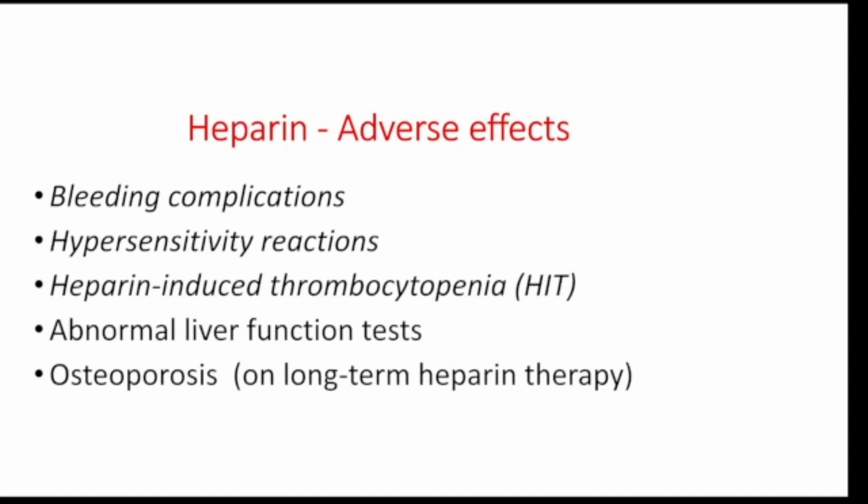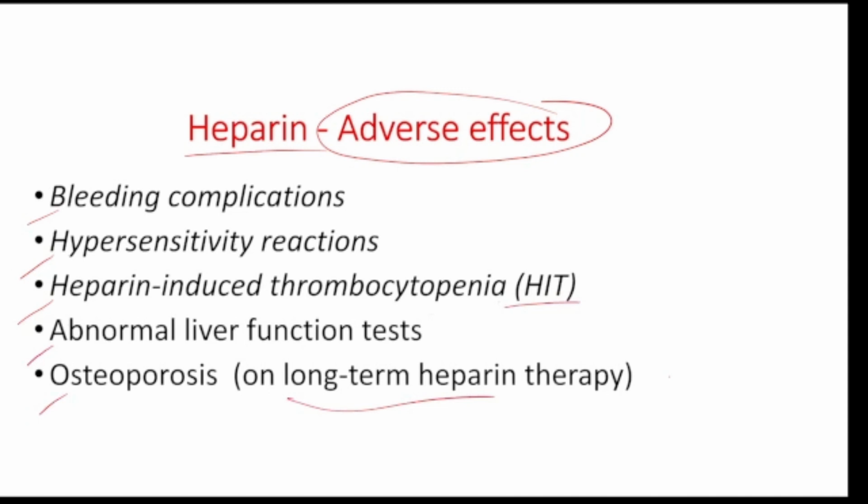Okay, what is a side effect? I don't prefer to use side effect, we prefer to use adverse effect or unwanted effect. Heparin may cause bleeding, hypersensitivity. Heparin may induce thrombocytopenia, HIT, or could cause liver abnormalities or osteoporosis with long-term use. So I will repeat it: bleeding, hypersensitivity, HIT, liver abnormalities, osteoporosis.